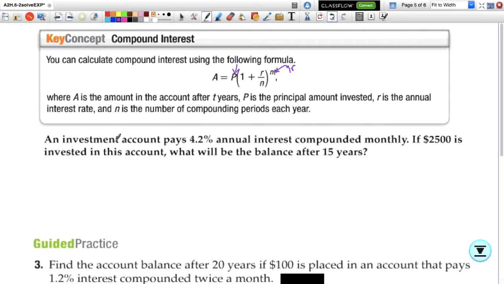So an investment account pays 4.2% annual interest, so it's happening every year, compounded monthly. If $2,500 is the amount invested in this account, what will the balance be after 15 years? So we're just going to plug pieces and parts in here. We don't know what we have at the end. Our principal, or what we start with, is 2,500.